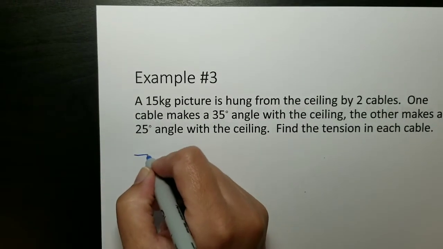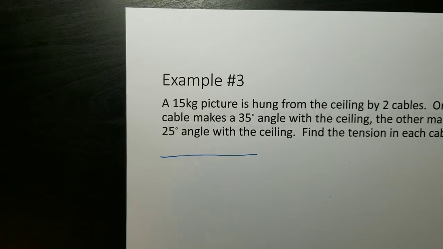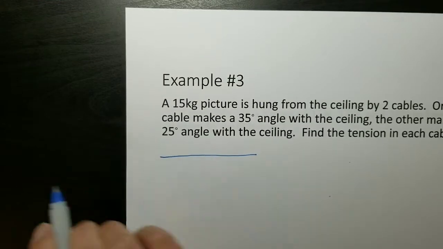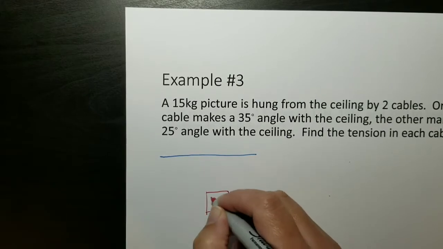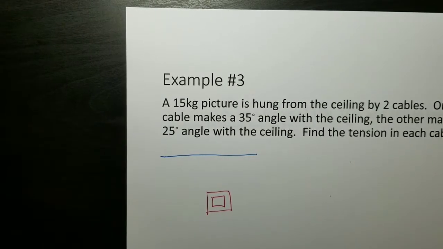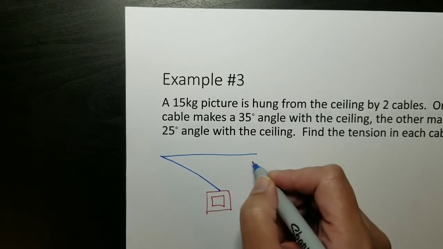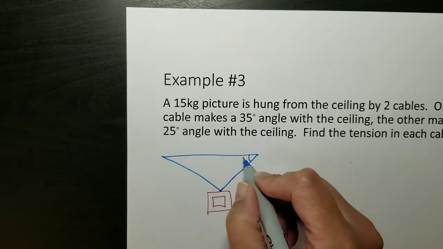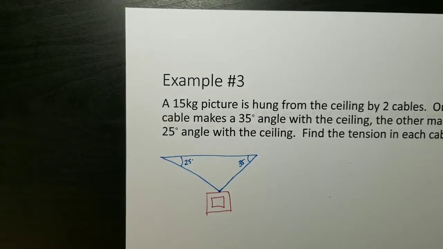So, always start with a diagram. I've got a ceiling. Anybody I taught in grade 10, you'll remember I always say in these trig questions, always draw the ground. If you've got a ceiling, draw the ceiling. So I have a picture. So there's some big, heavy picture. And it is hanging with 2 cables. I'm going to attach them right at the same spot, even though it doesn't say, just because I want a triangle. And one cable makes an angle of 35 degrees, and one makes an angle of 25 degrees.